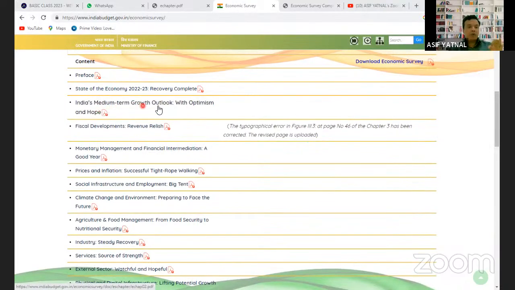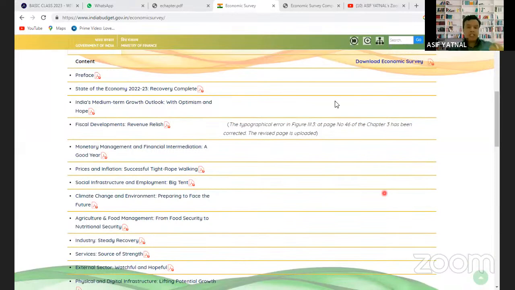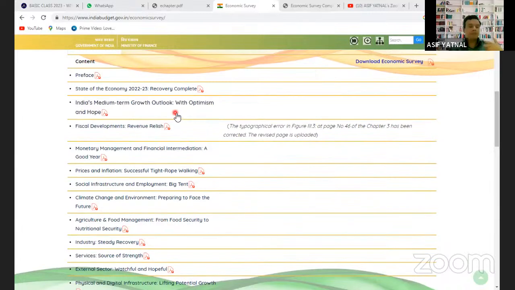So India's medium term growth outlook, with optimism and hope. As you all know कि इंडिया ने ये जो 5 ट्रिलियन इकोनॉमी का टारगेट रखा था, that was the target before the pandemic, before Corona started. उससे पहले हमने वो टारगेट रखा था, we wanted to become a 5 trillion economy by 2024. बट उसके वजह से हमारे उस टारगेट में कुछ impediments आए. लेकिन गवर्नमेंट का ये कहना है, but still we have some optimism, we have that hope that India can become a 5 trillion economy in the near future. So this is the medium term growth.